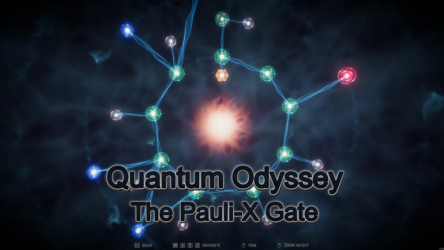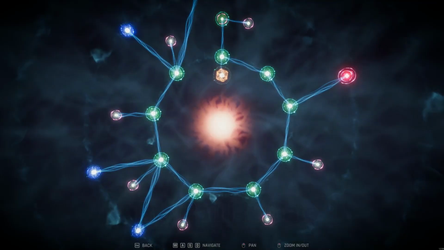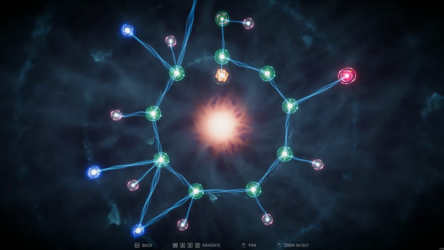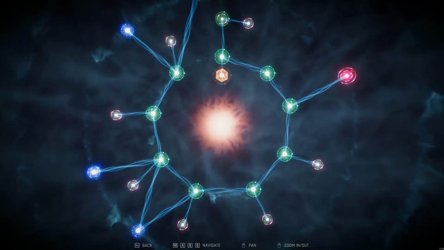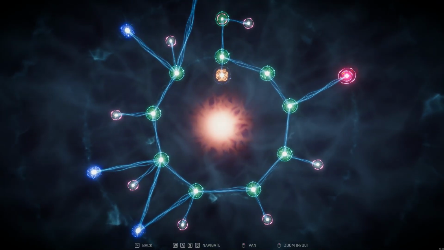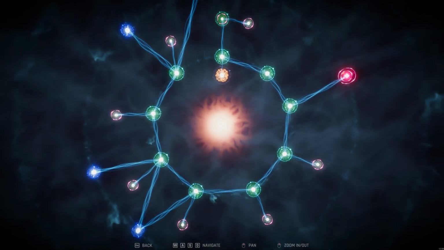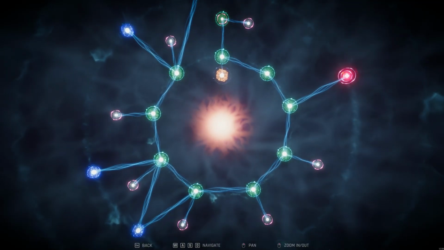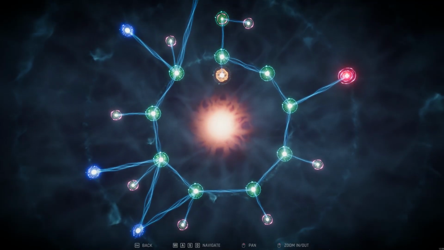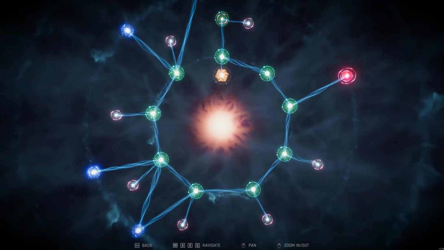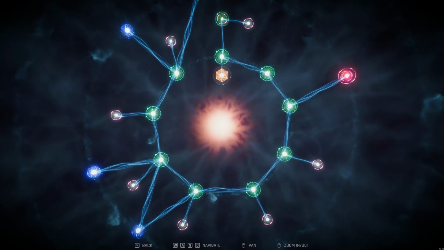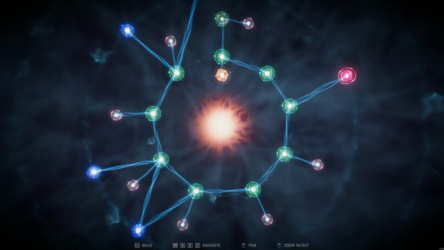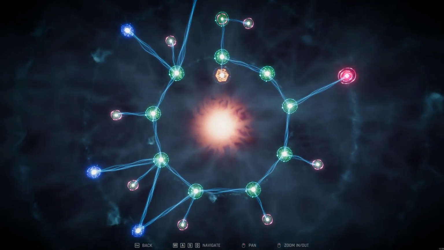With this video, I'm starting a new series about Quantum Odyssey, and we're going to start off by looking at the simple gates that are taught in the first tutorials of the game. So if you're interested in these gates and you're having a little bit of trouble with them, take a look, and we think this may help you out.